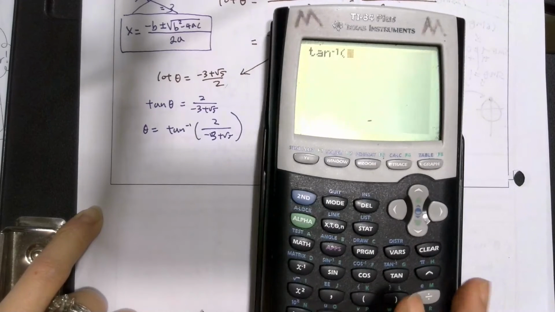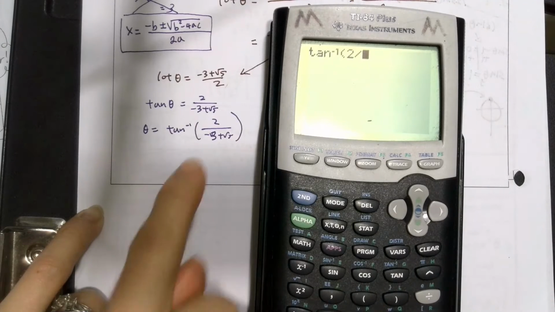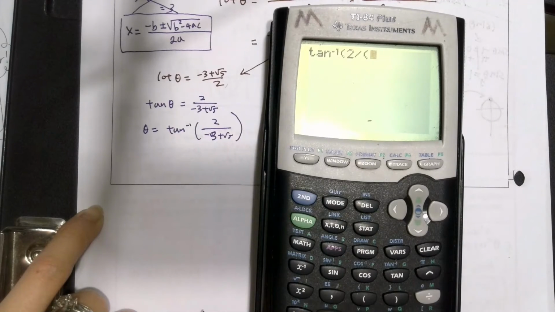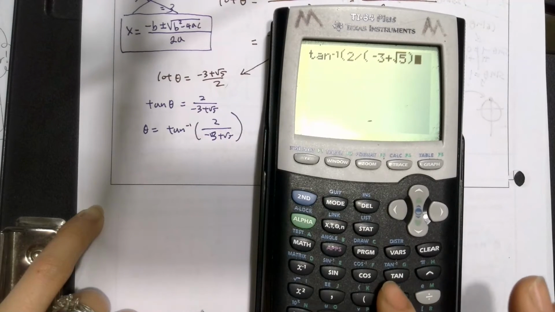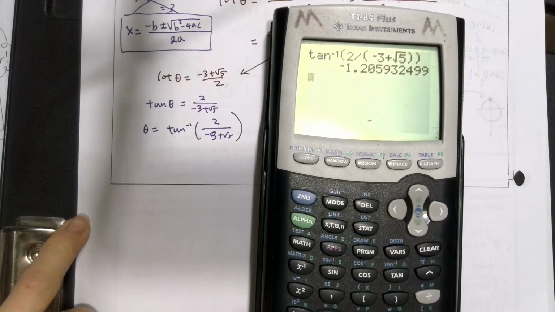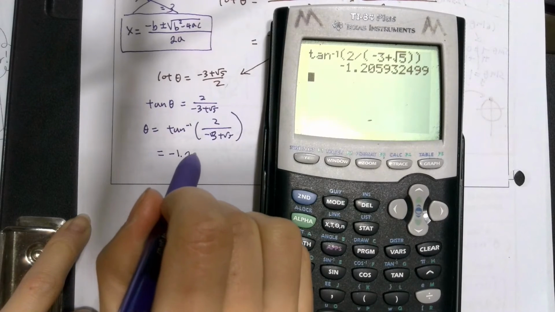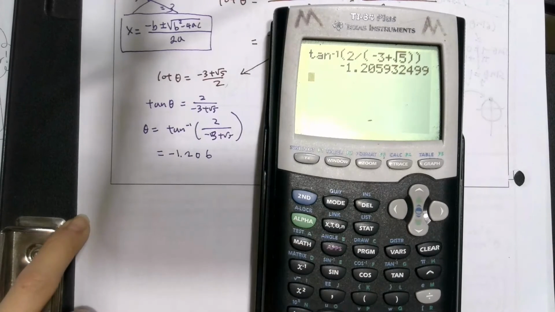Second tangent, so that's the inverse tangent. I like to put parentheses just to protect everything. So 2 divided by, I'm going to put the parentheses on my denominator, so negative 3 plus square root of 5. I encourage you to actually pause this video and try to type it so that we get the same answer. There you go. I get an answer of negative 1.206. I'm going to round it.